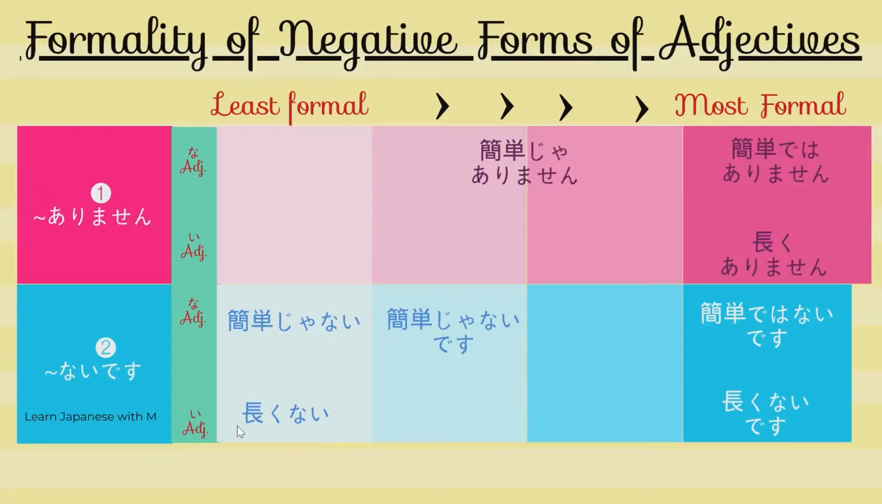Moving on to the i adjective, the least formal form will be 長くない. And the most formal form will be 長くないです. We just added です.